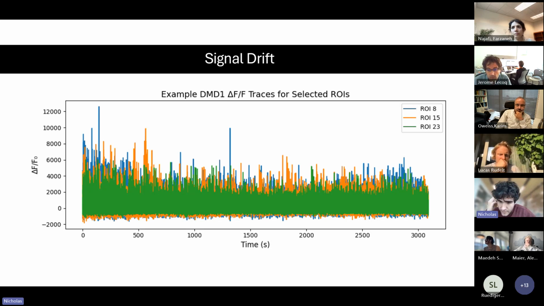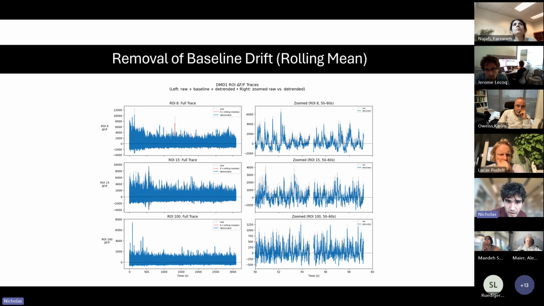Since you had mentioned in the discussion thread the photo bleaching artifact, I decided to take a look at that. Here, I'm just visualizing the traces of a few ROIs from one of the data sets you had provided. I followed your recommendation and applied a rolling mean to remove the photo bleaching artifact, at least as best as can be done. Here we see on the left subplot the original raw signal in gray, and the detrended signal, which is the signal that has been filtered through this rolling mean.